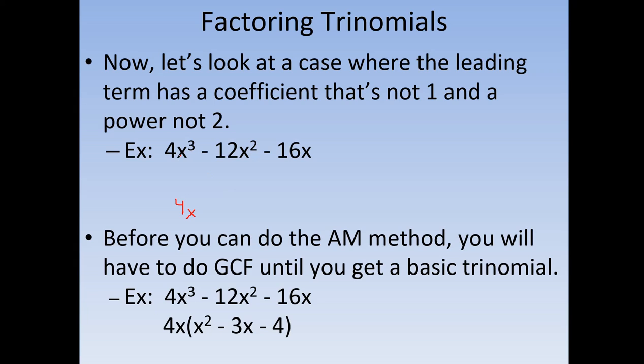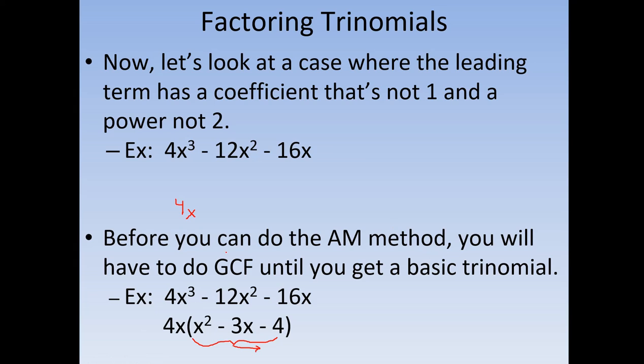So if I do that, remove 4x, divide it out from each term, this trinomial turns into this. And then from here, I could do the AM method where I only focus on this part. Now later on, we'll see cases where we wouldn't be able to get away with this.